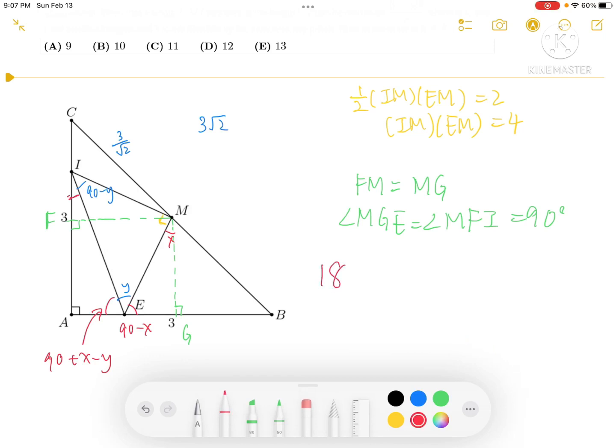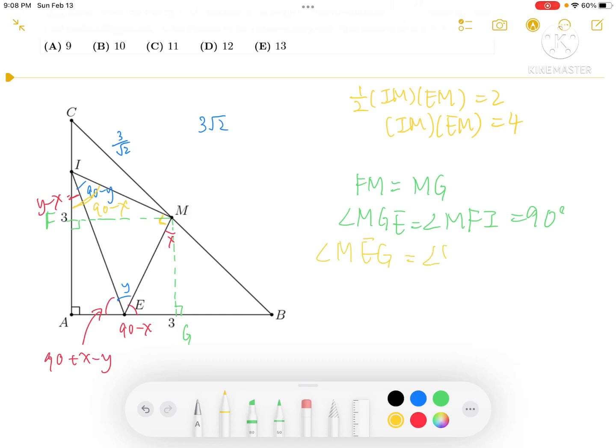So we can find this angle over here. This angle will just be 180 degrees minus 90 degrees minus the 90 plus x minus y, so it will be equal to y minus x. Okay, that's great. So we can find this angle, which is just equal to 90 minus y plus y minus x, which is equal to 90 minus x. That's great. So now we have proved that these two angles are equal.